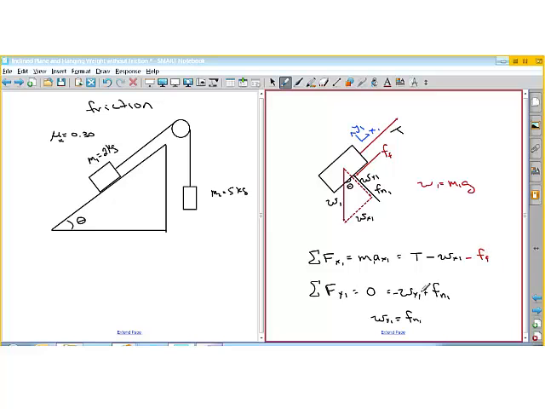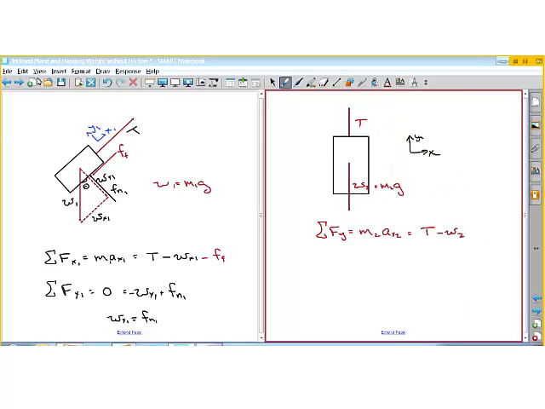This one stays the same. The normal force is still the same. But we are going to use this because I have one extra unknown, so I'm going to need one more equation. And this is the vertical element, which doesn't change because there's no friction involved in that at all.